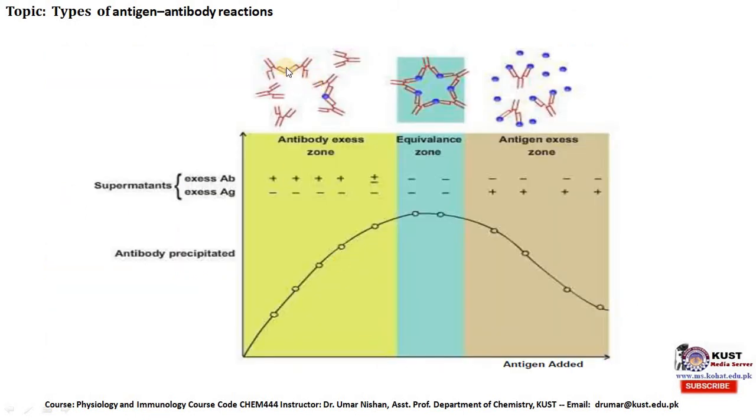Here is the antibody excess zone, here is the equivalence zone, and here is the antigen excess zone. So supernatants, excess antibody, excess antigen, antibody precipitated, and antigen added. So this is how this plot looks like.